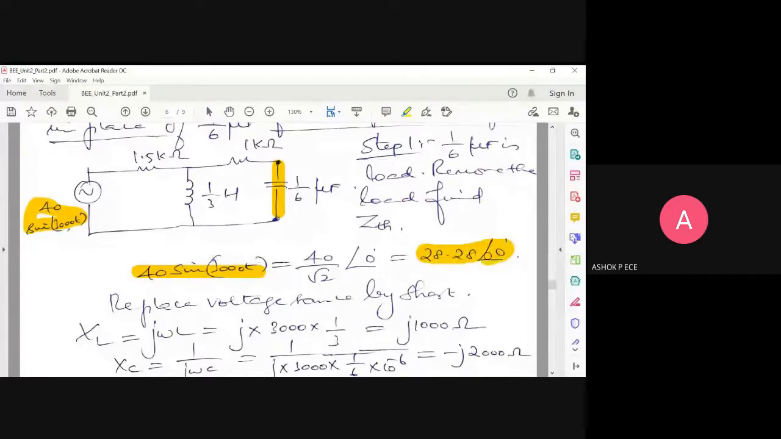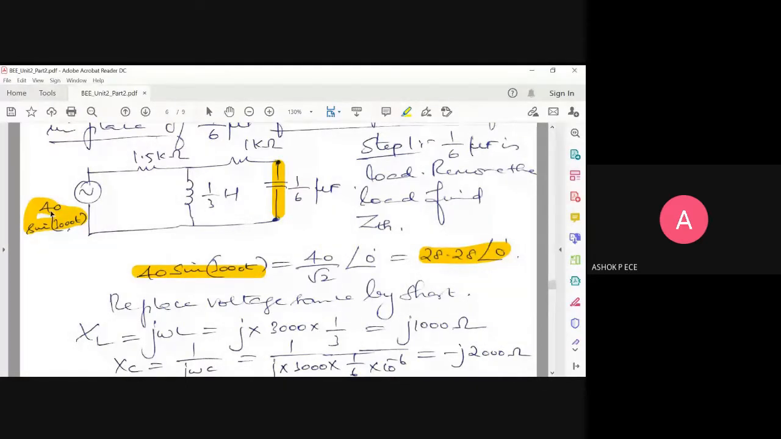This conversion is the first problem we are seeing, right? Converting a time domain voltage source into polar format. Anybody having doubts in this? Because you cannot do the problem directly with 40 sin 3000t. You have to convert that into polar format, because everywhere you have an inductor and a capacitor, so you cannot apply the 40 sin 3000t directly. See, this 40 is your Vm, the peak voltage.